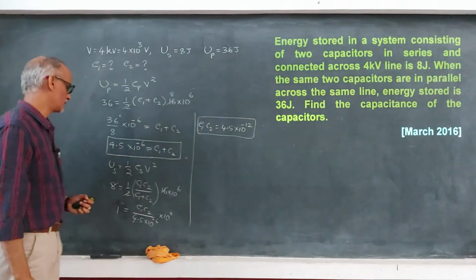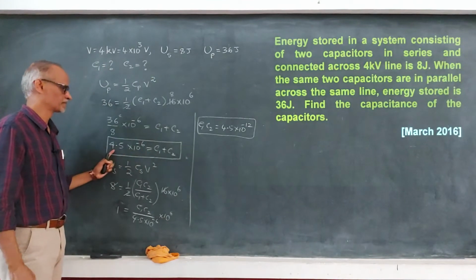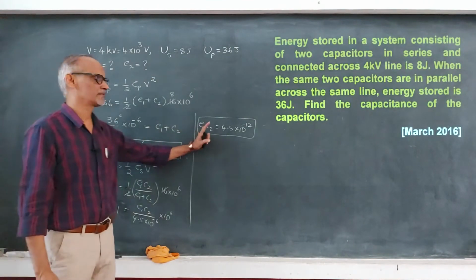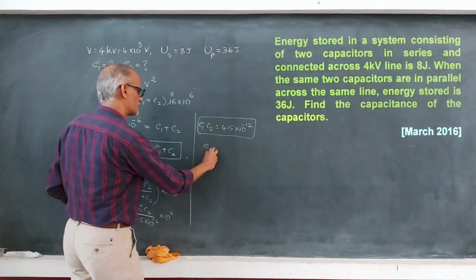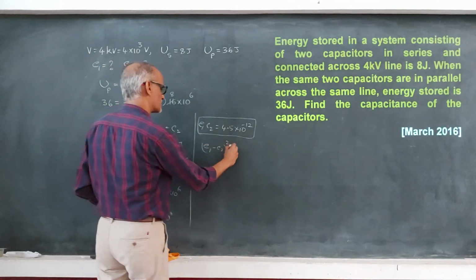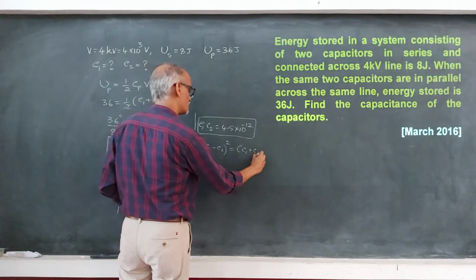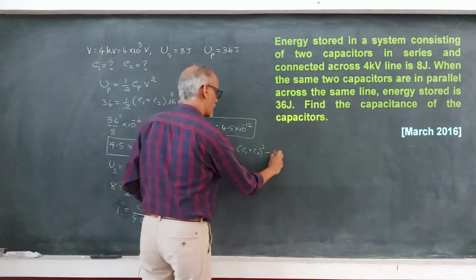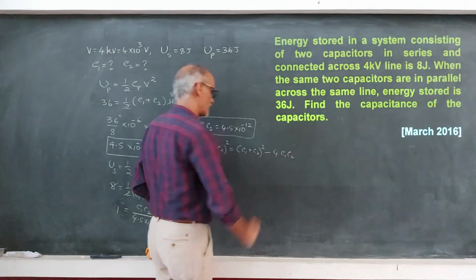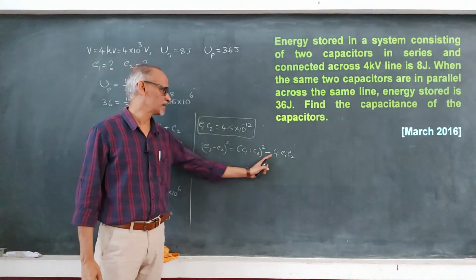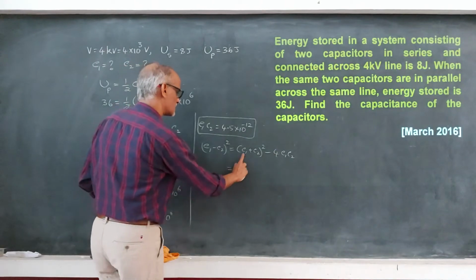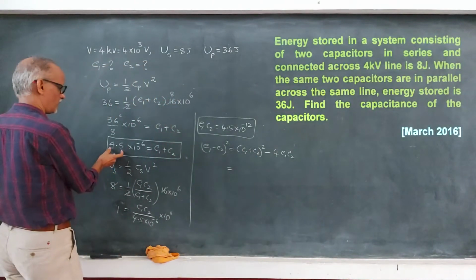So, basically we have found the sum of the capacity and then we have found the product of the capacity. So, we have to find the individual now. To find the individual, I will make use of C1 minus C2 the whole square is equal to C1 plus C2 the whole square minus 4 C1 C2. Now that is of the format A minus B the whole square is equal to A plus B the whole square minus 4AB. C1 plus C2 is here 4.5.